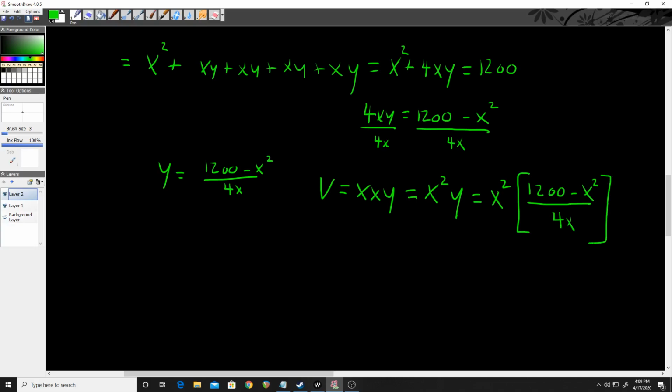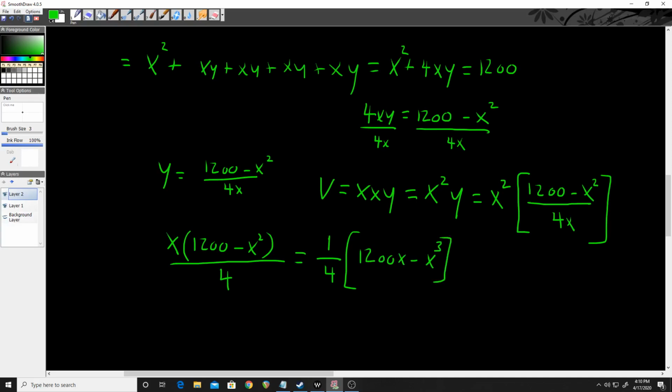Okay, and so we can do a little bit of algebra. We're going to have an x that's going to cancel. So that's going to give us x multiplied by 1200 minus x squared over 4. I know I'm going to have to take a derivative, so to make this a little bit easier, I'm going to write it this way. Division by 4 is the same thing as multiplication by 1/4. And then if I distribute the x, I get 1200x minus x cubed.